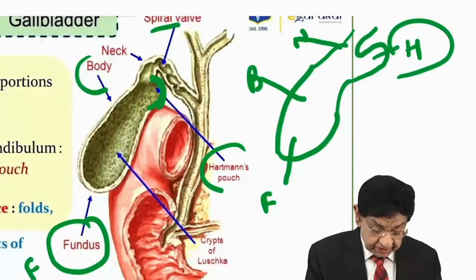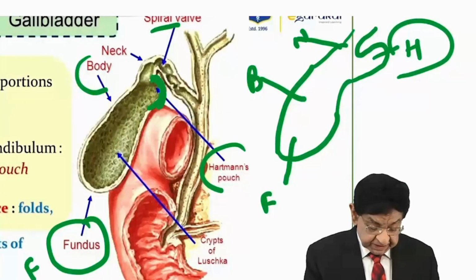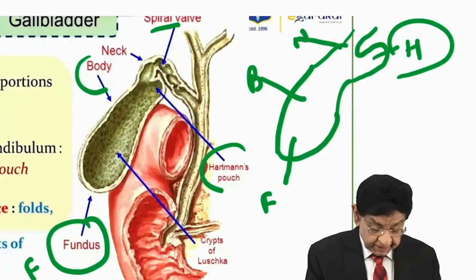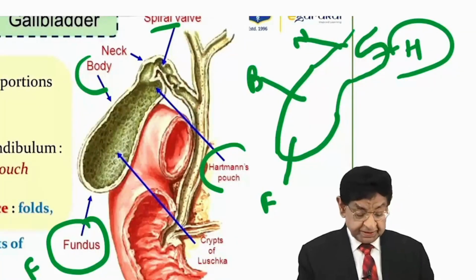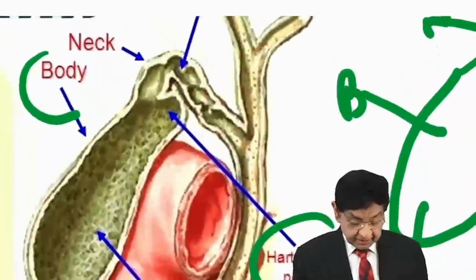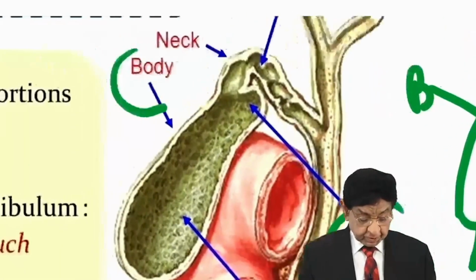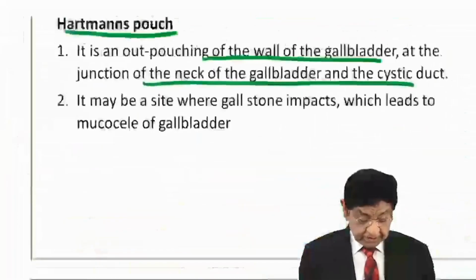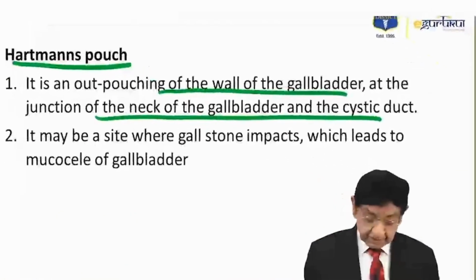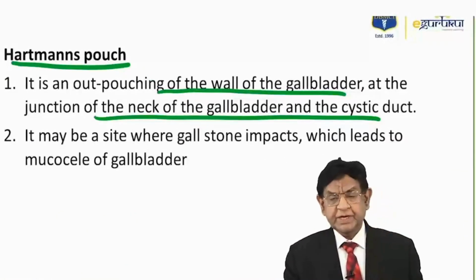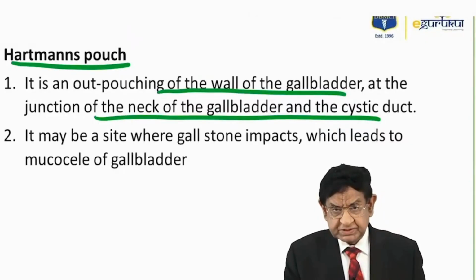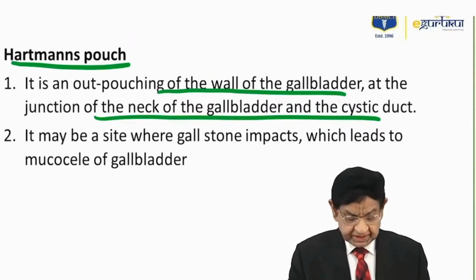This you can see very clearly in this particular place. If you want the picture again, now you can appreciate it much better. Yeah, Hartmann pouch. Right. So we come back to our description. We learned the parts, and we learned about the location of the Hartmann pouch. It is just near the cystic duct.